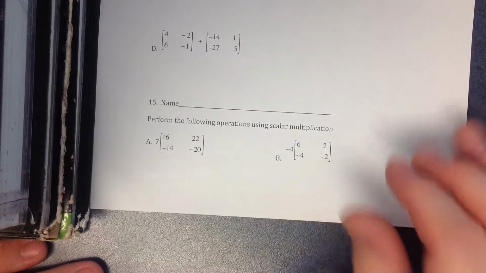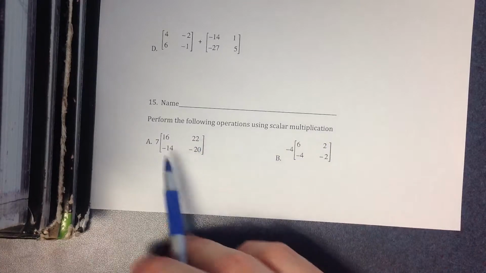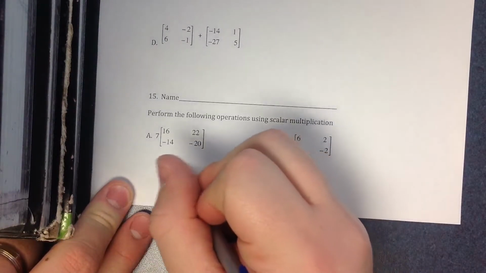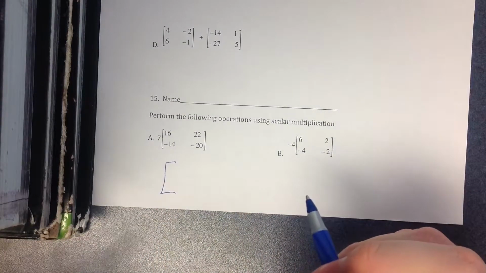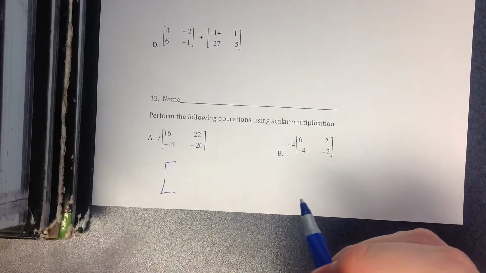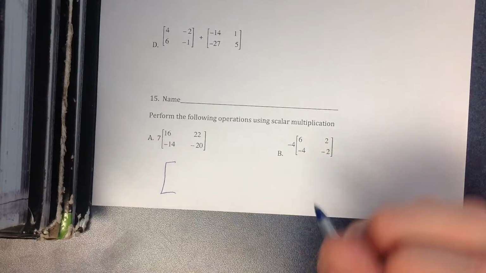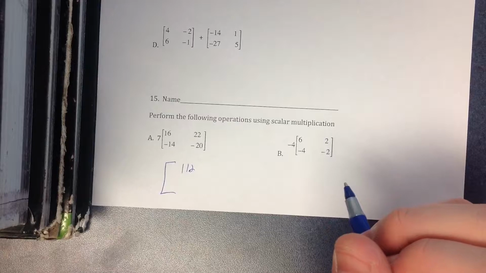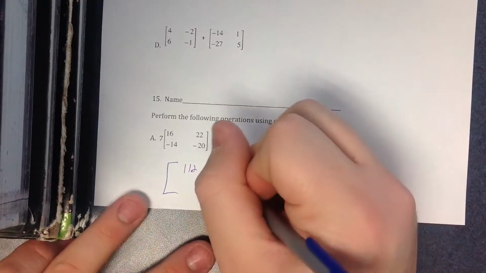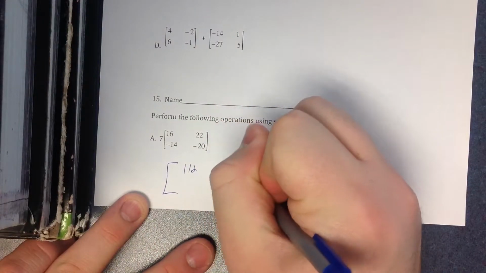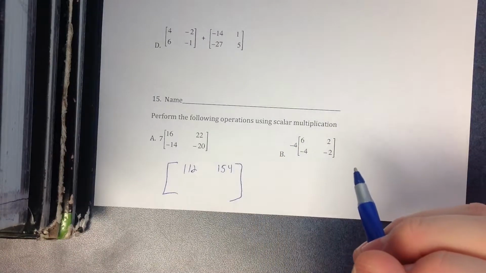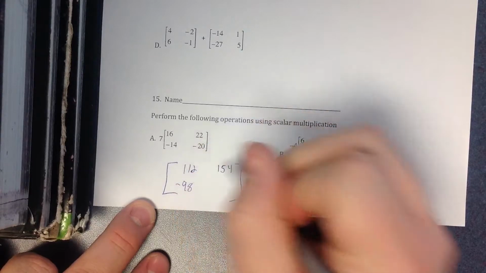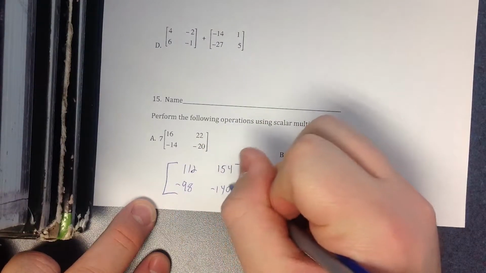15 dealt with scalar multiplication, which basically just means we take the outside number and multiply it by all of them, kind of like distributive property. So 7 times 16 is 112. 7 times 22 is 154. 7 times negative 14 is negative 98. And 7 times negative 20 is negative 140.